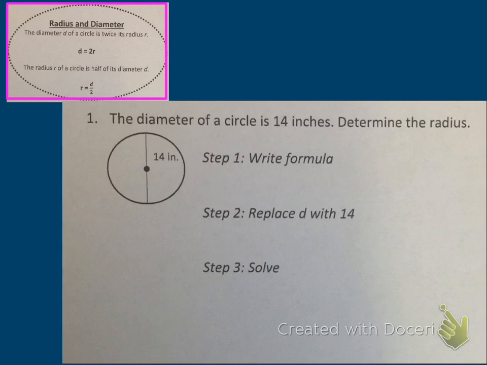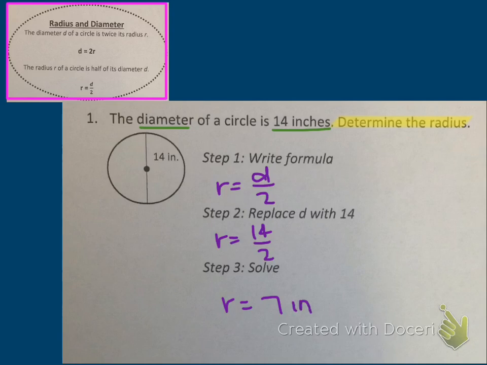Let's look at this problem. The diameter of a circle is 14 inches. Determine the radius. The first thing I want to do is write the formula I'm going to use. For this problem, I'm going to use the radius equals the diameter over 2. And we'll replace the d with 14. So we have r equals 14 over 2. And then we simply solve. 14 divided by 2 is 7. So the radius is 7, and then we have to label with our units. And it is inches, so the radius is 7 inches.